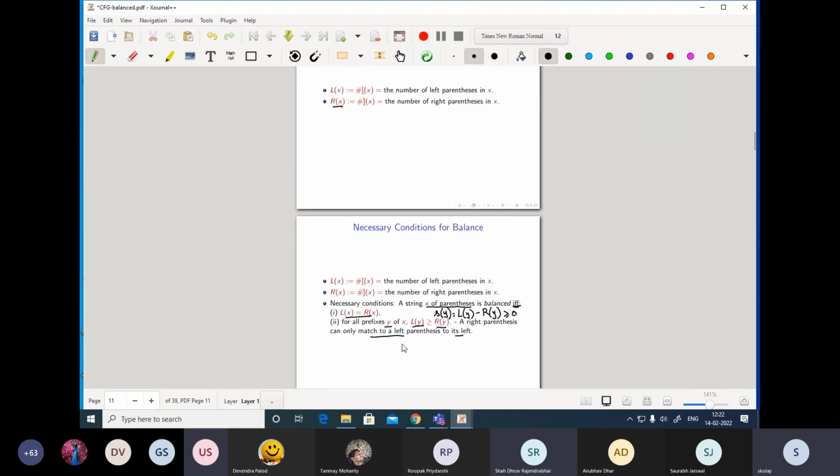Okay, so now we will be working on these two conditions. We will say that a string is balanced if and only if L of x is equal to R of x, and if you take any prefix y, then L of y is greater than or equal to R of y, or that the surplus function for y is greater than or equal to 0.